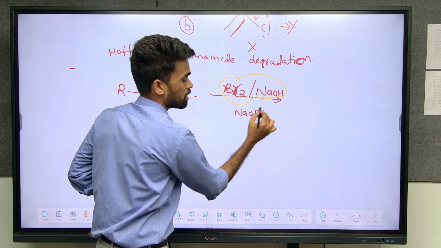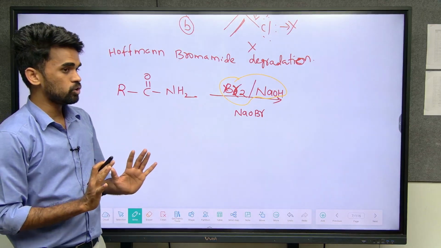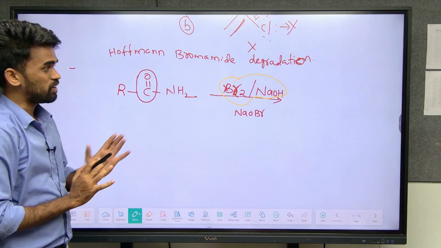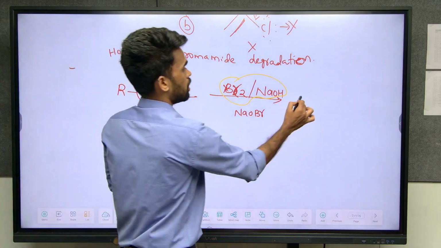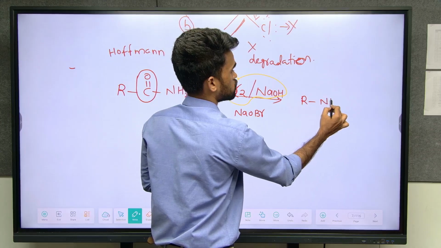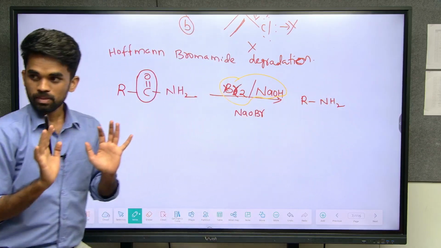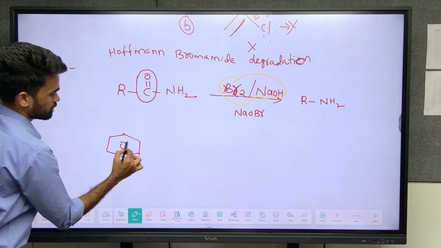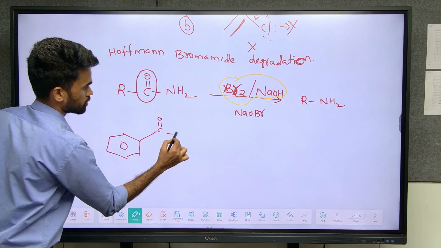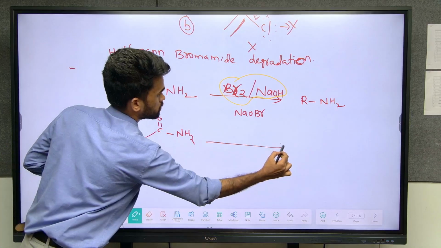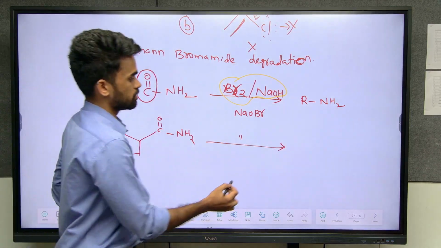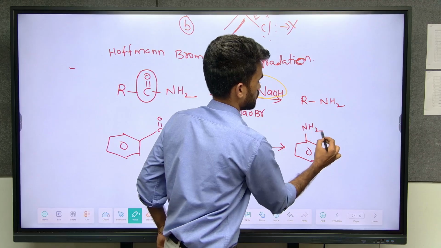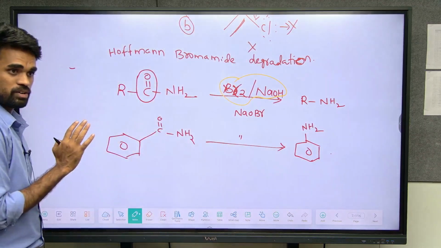How will it be indicated? So now what you need to do is just remove this C double bond O from the compound. What is the remaining fragment we have, tell me? RNH2. That's it. This is your answer. Okay? Right. Now tell me for this. So this is called aniline. What is this? Aniline. Everyone? Okay.